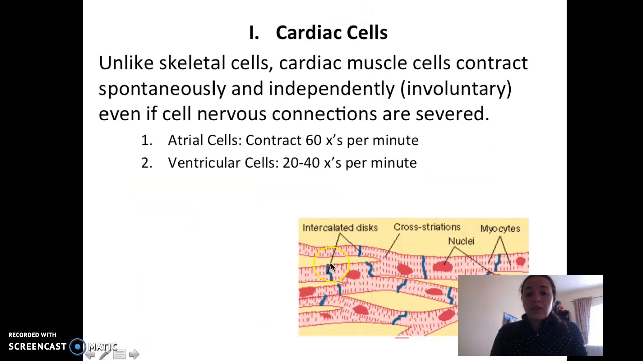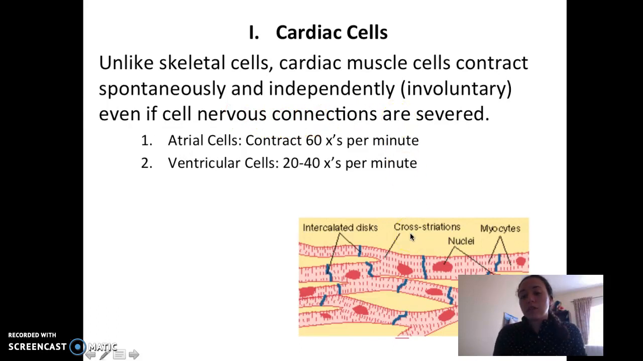So this here is a cardiac cell: branched, striated, uninucleated, and it contains intercalated discs. Unlike skeletal cells, they will contract spontaneously and independently. That's what makes it involuntary. Even if the nervous connections are severed, the heart could pump by itself.